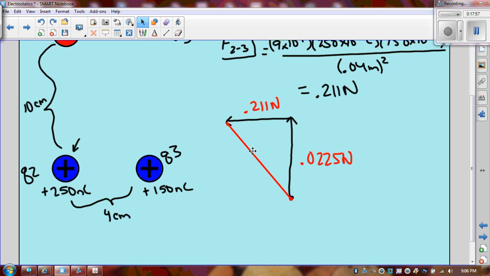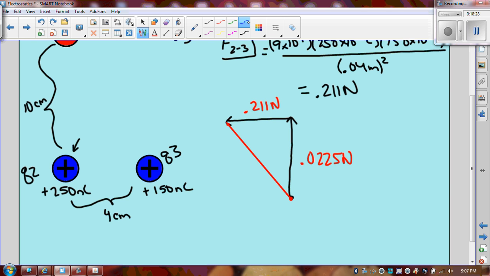So the resultant vector is going to be the combination of the two, and we're going to find that using Pythagorean's theorem. And remember, the resultant vector is a mix of the other two, and so it makes sense that it's pointing a little bit up and a little bit to the left. So it's going diagonally up. And so let's go ahead and do Pythagorean theorem to figure out what that resultant vector would be. So we're going to do 0.211 squared plus 0.0225 squared. And then we're going to square root that answer.